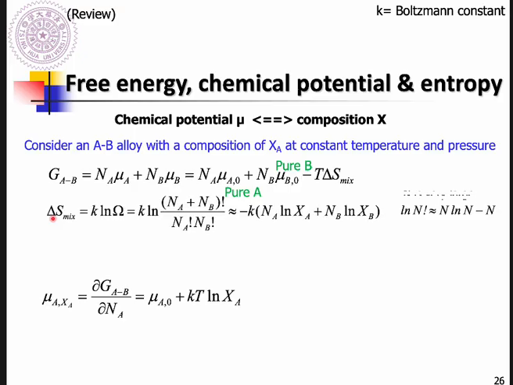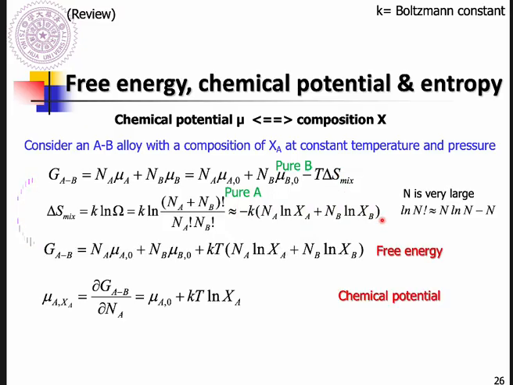So we just substitute delta S mix with this, and we can rewrite this equation. So we got the total Gibbs free energy for this AB alloy. It can be rewritten as this one. We got the pure A, pure B, and mixing term.